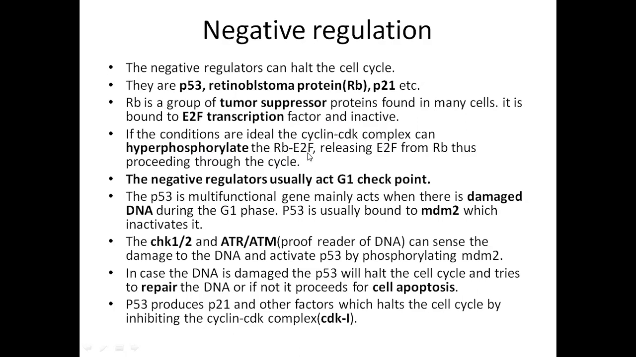This hyperphosphorylation releases E2F. The E2F can activate a series of processes that produce the proteins that are essential for the cell cycle. Okay, so this is the beginning. If everything is proper. In case there is something wrong, then this hyperphosphorylation will be avoided to stop the process of cell cycle. Now, negative regulators, most of them, act during the G1 checkpoint.